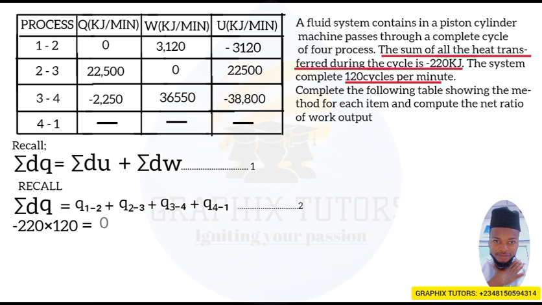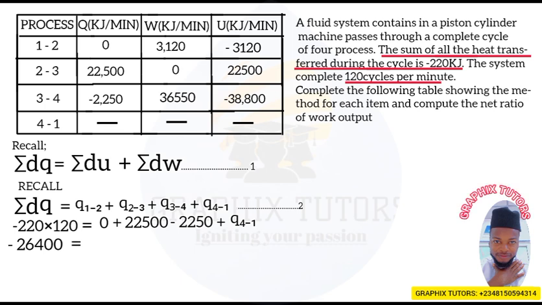Q12 is 0 plus Q23, Q2 to 3 is 22,500 minus 2,250 plus Q4 to 1, right? These are what we have here. If you input your values into that equation 2 we have here, now if you multiply negative 220 times 120, we have negative 26,400 equals to, if you add 0 plus 22,500 minus 2,250, you are going to be having 20,250 plus the Q4 to 1.